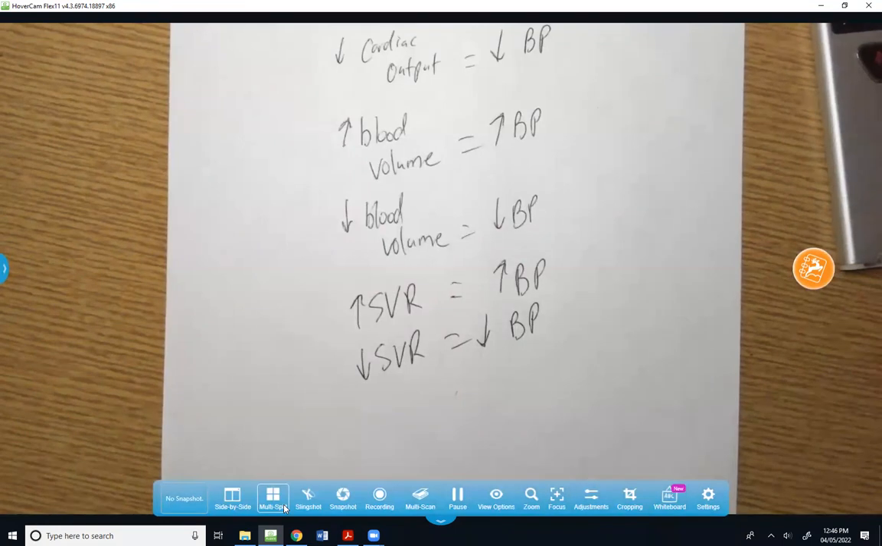Hey, it's a proportional relationship, not an inversely proportional relationship like we've seen with SVR and blood flow. And the proportional relationship means that if one goes down, the other one goes down, or if one goes up, the other one goes up as well. Okay. So those are the different and most easy ways to affect blood pressure.